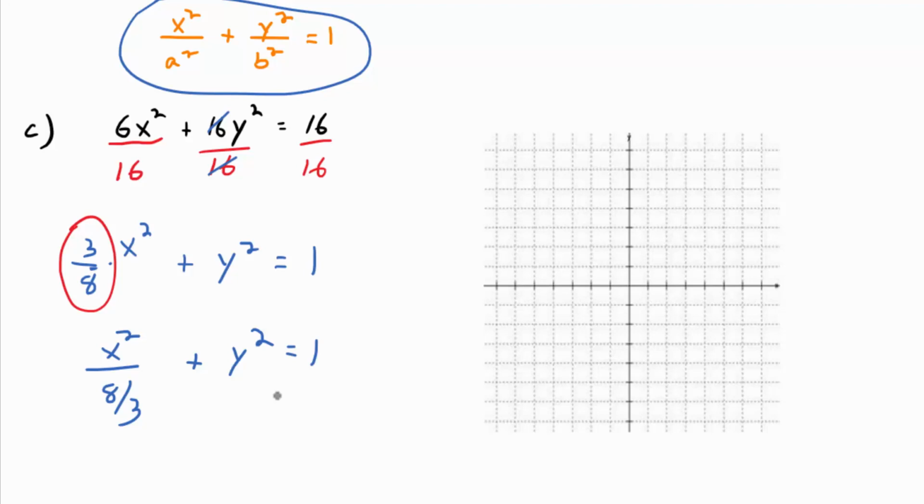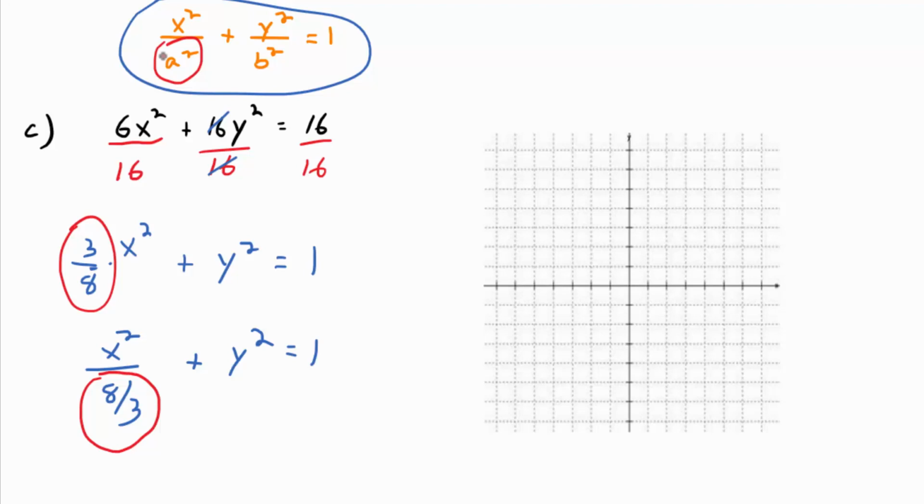But what does that allow us to do? So the idea is this guy, 8/3, is a squared. So by writing it this way, all we have to do is take the square root of that thing, and we get an idea of how far left and right to go from the center. Remember, to figure out how far left and right you go, you take the square root of the number underneath x squared.